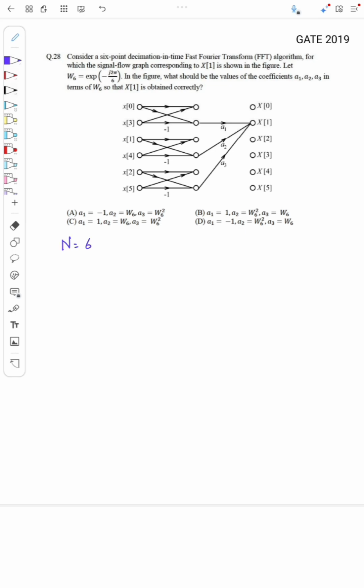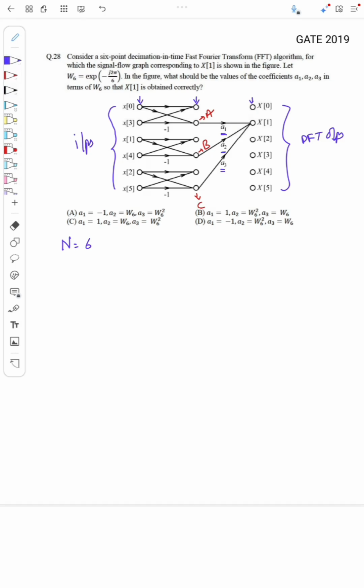because it's a 6-point decimation in time fast Fourier transform DFT. And we have the 6 inputs, x0 to x5, and we have the 6 corresponding DFT outputs right here. So these are the input nodes, these are the intermediate nodes and these are the output nodes, and we need to find what a1, a2, a3 are. That is the question. So let this intermediate node value be given as a, let this be b and let this be c.